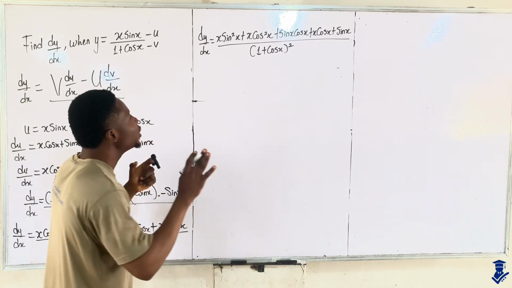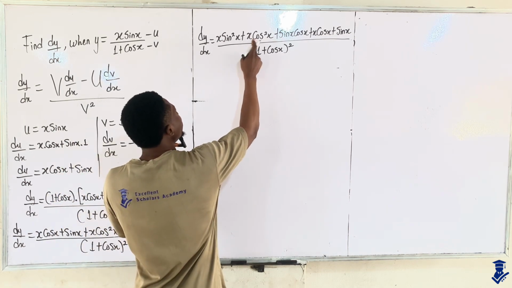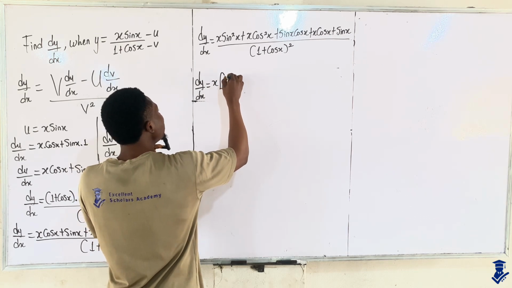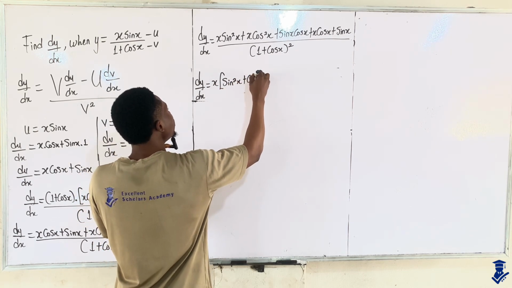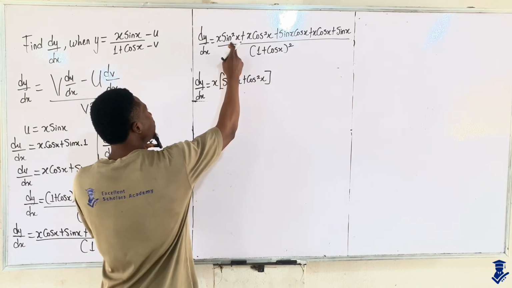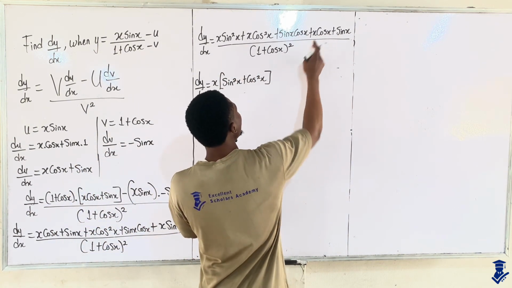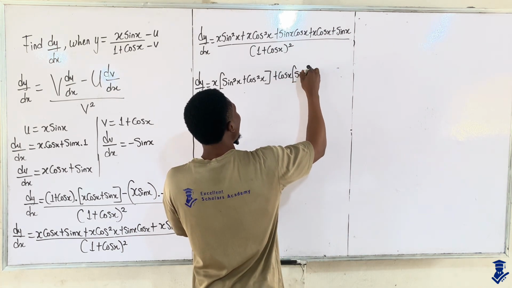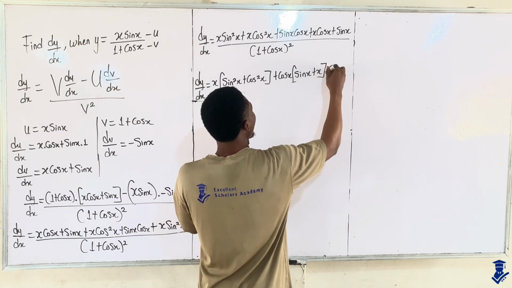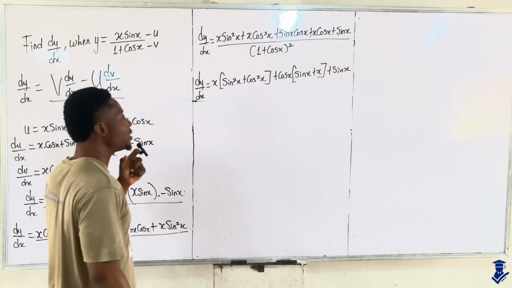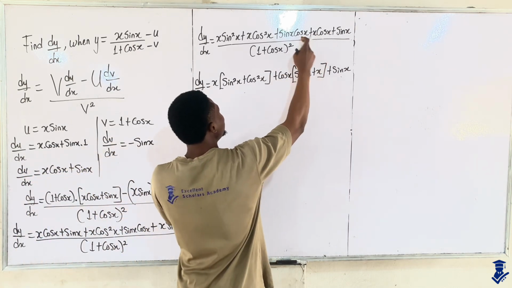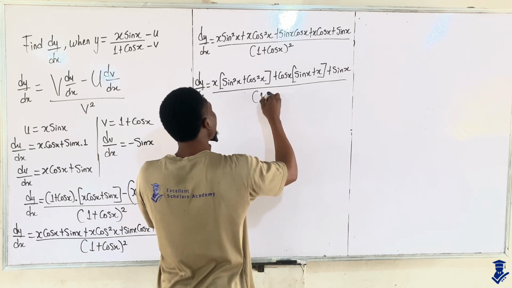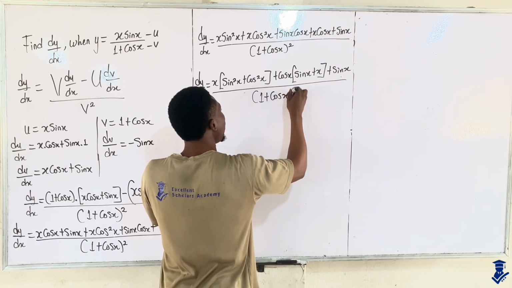Now watch closely. You're going to see that x is common between these two. So we're going to have it that dy dx is equal to x into brackets what? Sine squared x plus cos squared x. Close the bracket. That's between this and this. Now you find out that something is common between this and this. Cos x, take it out. So you have cos x into bracket sine x plus x plus sine x. All right. So you factorize cos x between this and this, and then you are left with this, all over 1 plus cos x all squared.